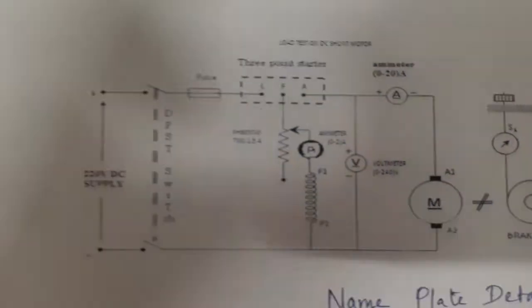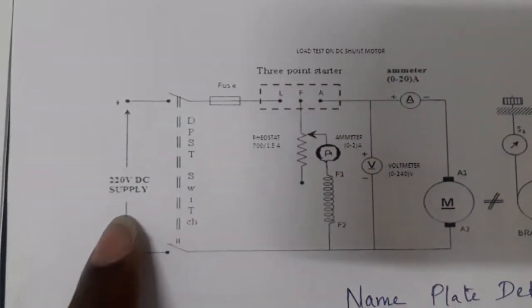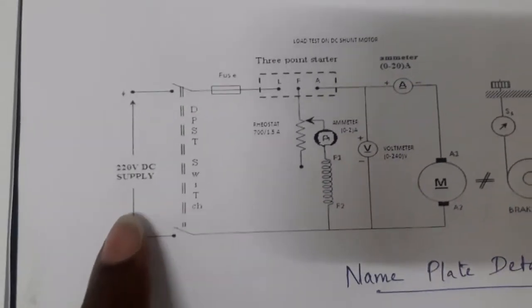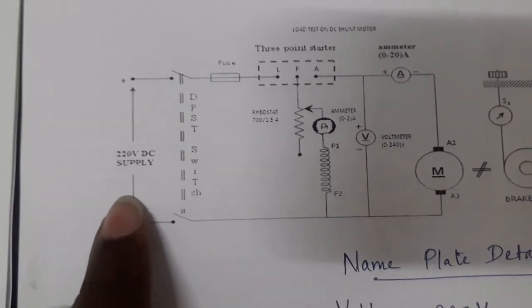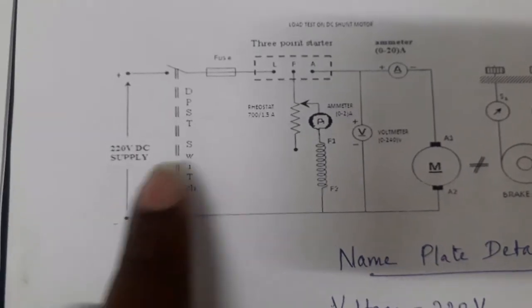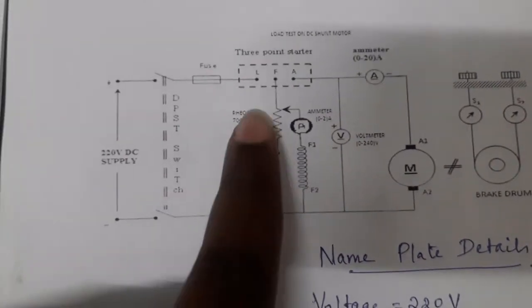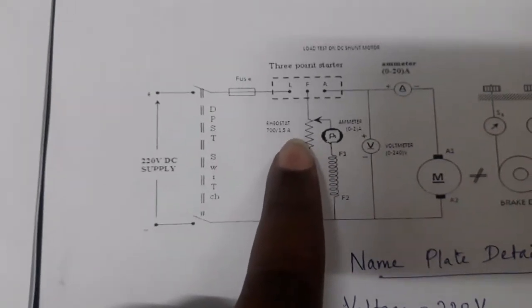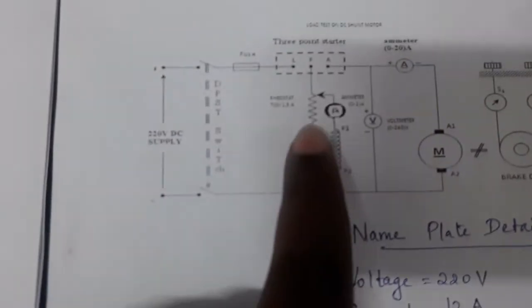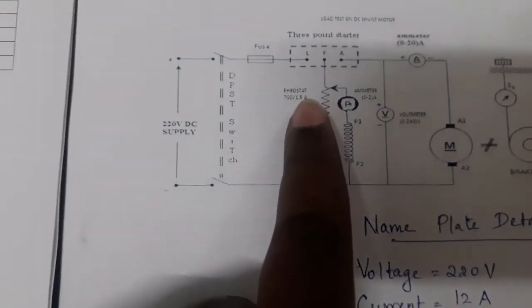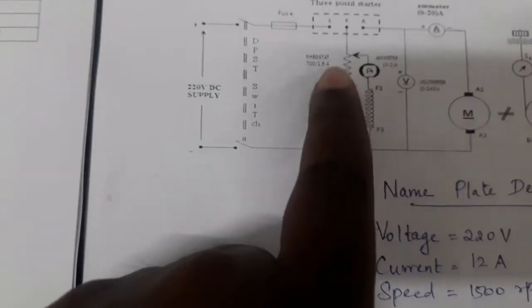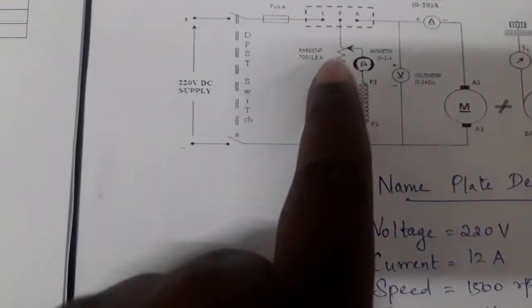Here we have the input 220 volt DC supply. As this is DC shunt motor, we will be giving 220 volt DC supply. There is no frequency for this since it is DC. Then it is connected to the field of the motor. As we know, the motor has both field winding and the armature winding. The field is connected through the rheostat. As we need to vary the input current for the field, we need to connect a rheostat before the field winding.